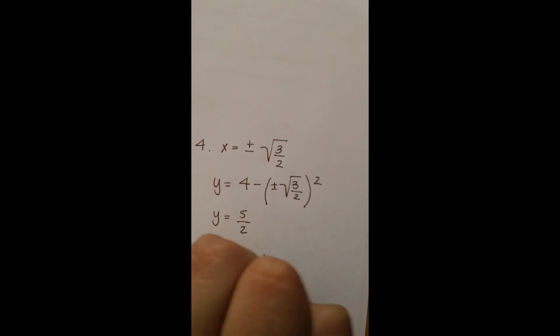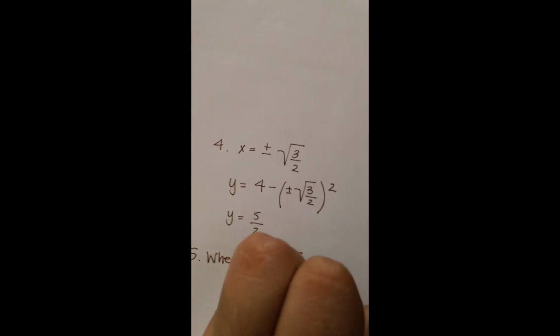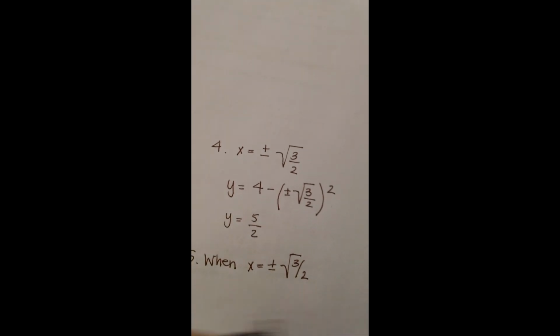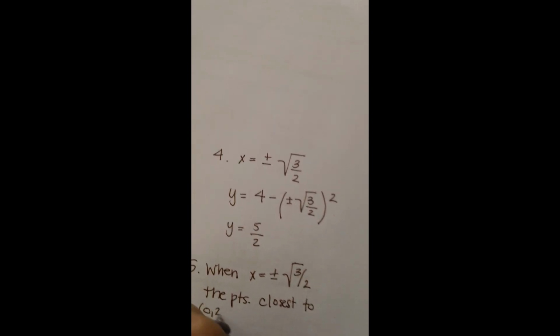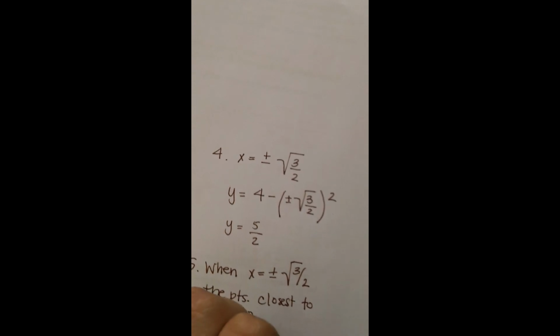And to summarize, when x is plus or minus square root of 3 halves, the points closest to 0, 2 on the curve.